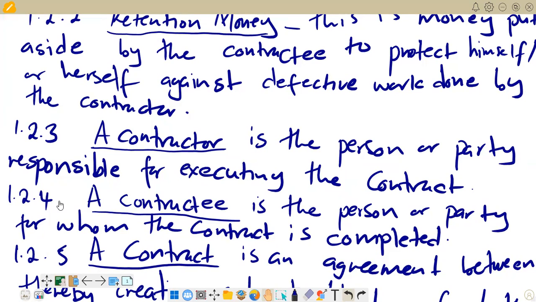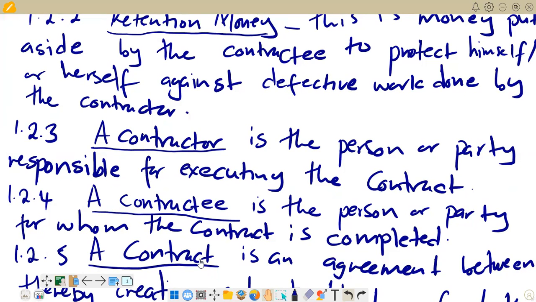Then you go to the next one, the contractee. That is 1.2.4, and it is saying it is the person or party for whom the contract is completed. So basically, you'd see that the contractee is the one who is going to hire the contractor, award the contractor the contract, and pay the contractor. So that's what we have in terms of the contractee.